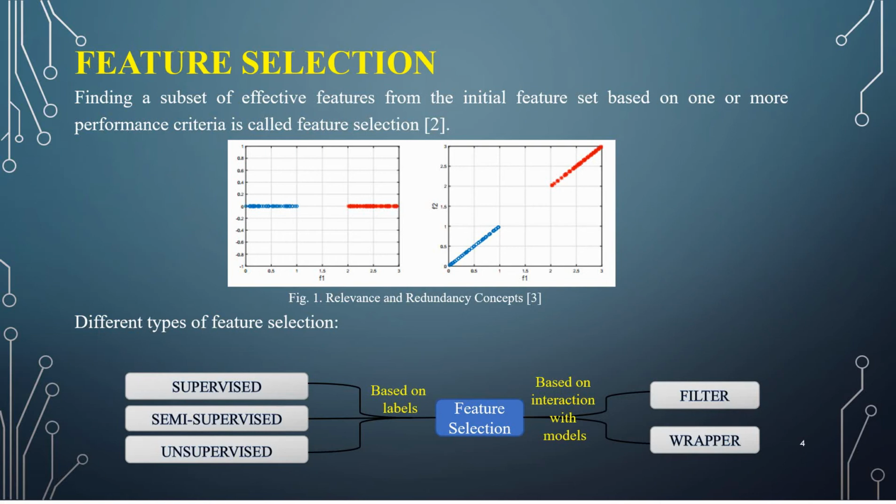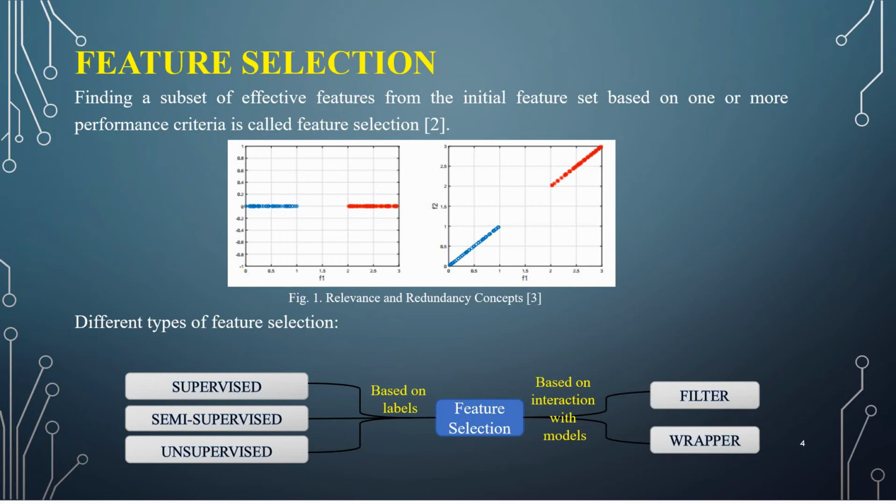And from another perspective, feature selection methods are divided into two main categories based on their interaction with the learning model: filter and wrapper. In the filter methods, feature selection is done without interacting with the learning model, and it's only relying on the intrinsic properties of the data.